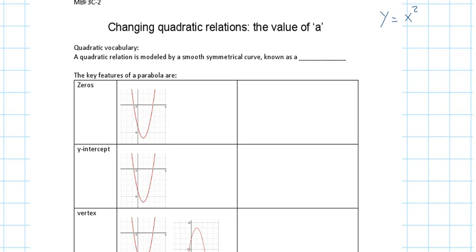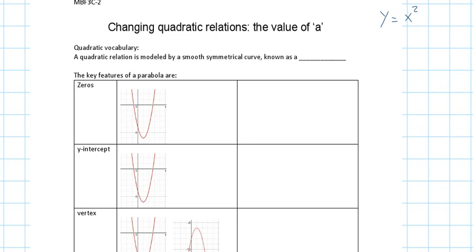So everything is a translation or transformation of this parent function, okay? All other quadratics are a transformation from this one. Are we okay with this? So this is the base function. Do we understand that? All right.